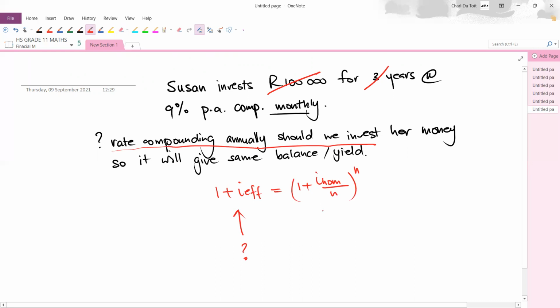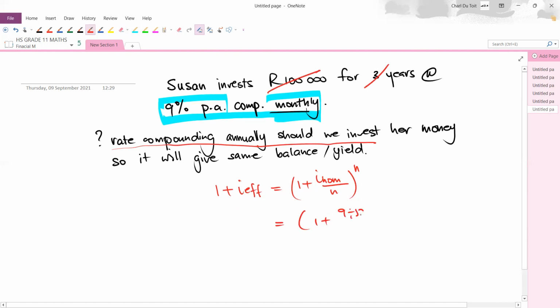Let's just test if we've given you a nominal rate. 9% per annum compounded monthly, that is a nominal rate. That is not a yearly rate, because that's not a yearly percentage. Although it's given as a yearly percentage, you must convert it to a monthly percentage. So we've given you the nominal side, so I can fill in the nominal side. The nominal side is 1 plus 9 divided by 100, or you can just use 0.09 over 12 months of the year, to the power of 12.